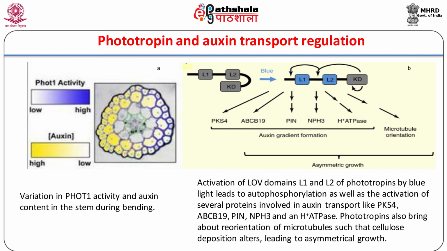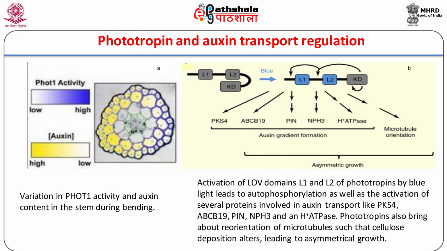ABCB19 is an ATP binding cassette transporter that is also an auxin efflux protein like PIN, and both are activated by phototropin, though the mechanism by which this happens is not known. In addition, phototropin regulates the activity of a proton ATPase that acidifies the apoplast, leading to protonation of IAA and facilitating its entry into cells through the auxin import carrier AUX1.